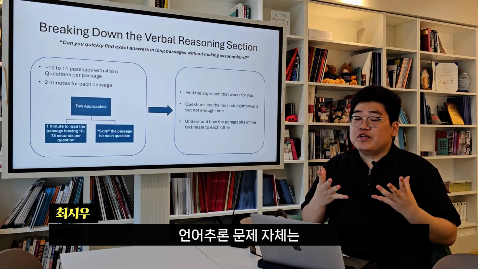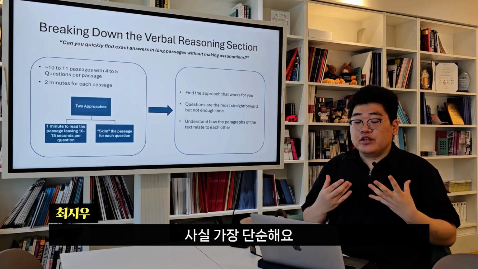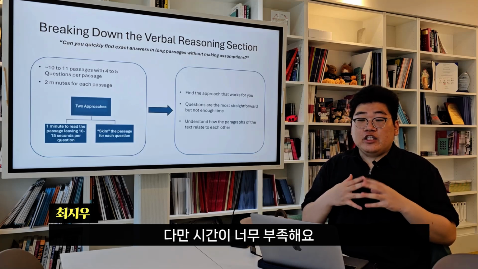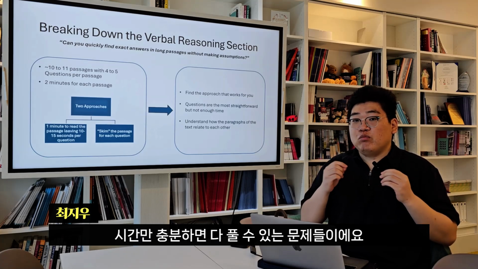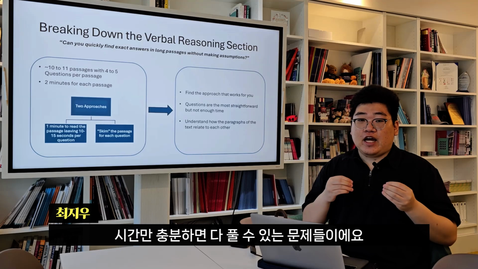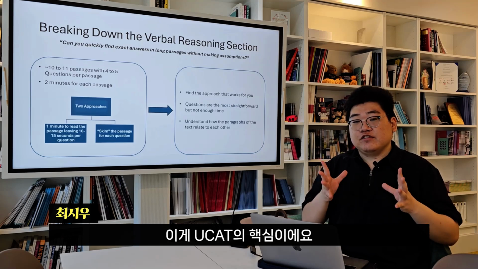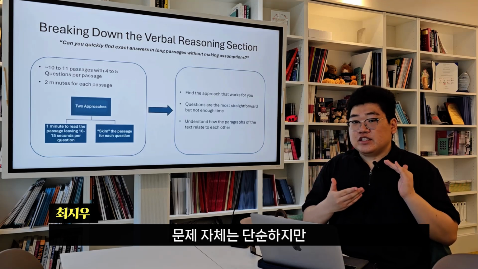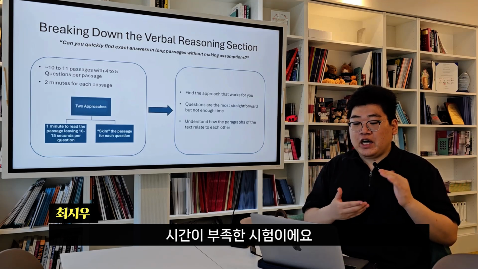So the verbal reasoning questions are actually the most straightforward, but there's just not enough time. These are all questions that you can solve perfectly well or get a perfect score in if you just had enough time. And that's the main essence of the UCAT. All of these questions are very simple, it's just that there's not enough time.